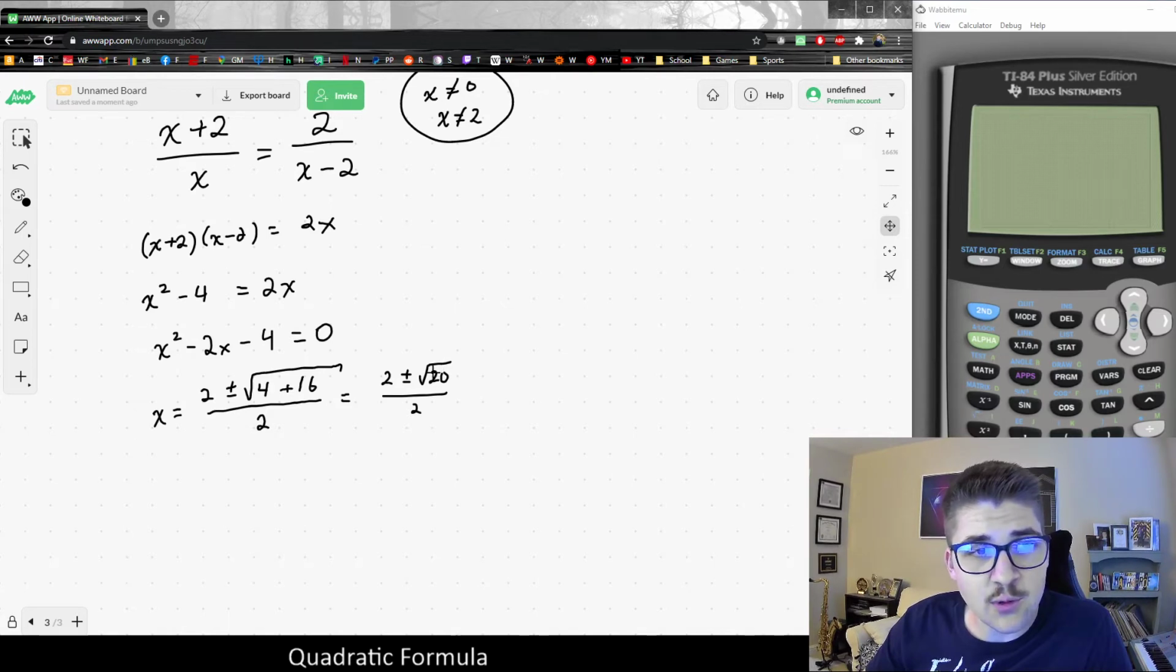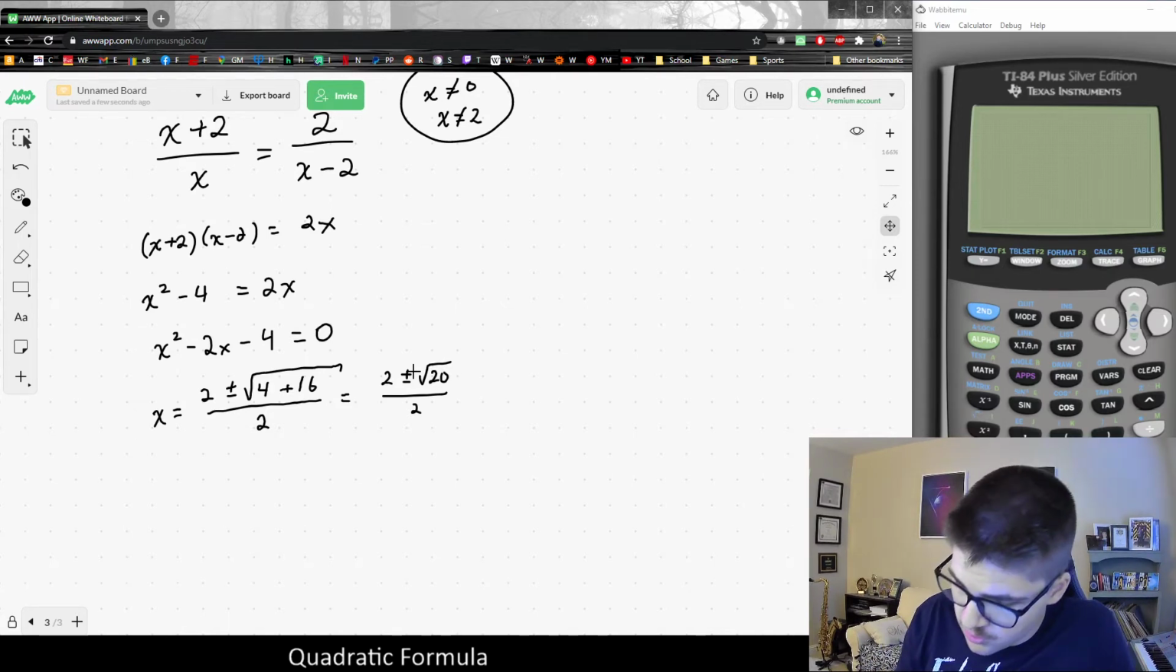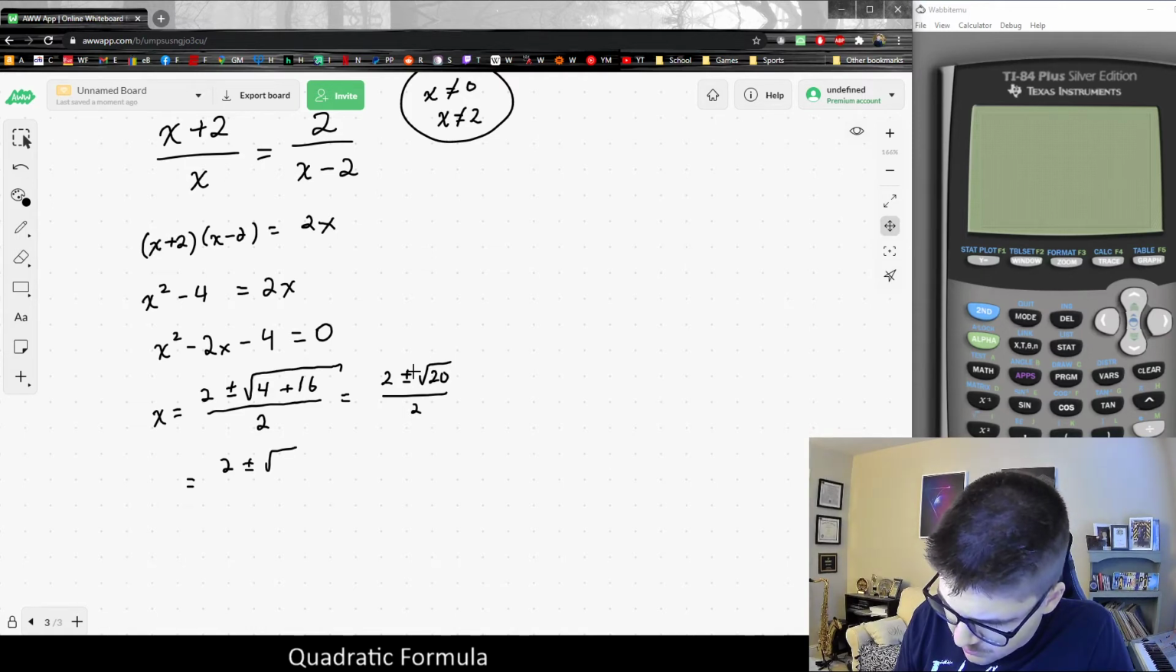But I could still reduce that by a factor of 4. I could split this as 4 times 5. The square root of 4 is 2. So this would make 2 plus or minus the square root of 4 times 5. I'll go ahead and write out all my work here. But that would leave me with 2 root 5. So 2 plus or minus 2 root 5 over 2.